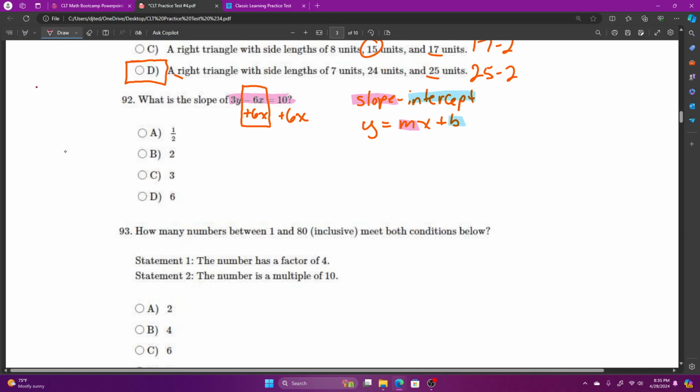Okay, so now I have 3y equals 10 plus 6x. I can't put those together because the 6x has an x variable with it and the 10 does not. So it's just going to be 6x plus 10 or 10 plus 6x. Whichever way you want to write it is fine.